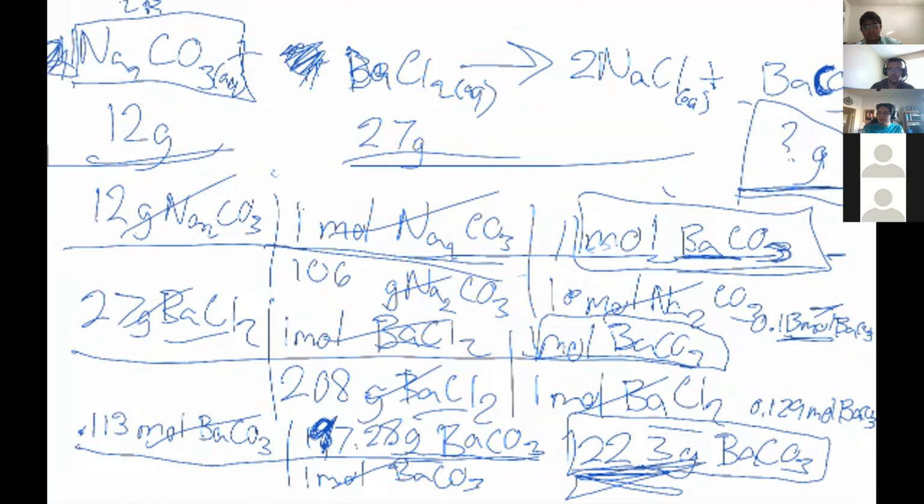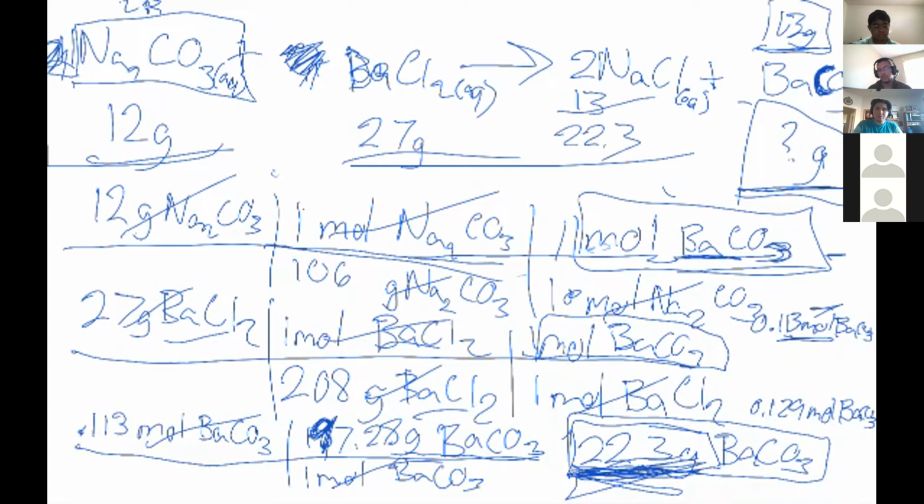Is anyone confused, or do I need to explain further? Yeah, you confused me. Okay, let's say they did this experiment and they made 13 grams of barium carbonate. This is the most that you can make down here, but this is how much they made. To find the percent yield, you would divide the amount that they got, this 13, by the amount that could possibly be made, which is the 22.3. That will give you percent yield. I don't know if you need to know that though.